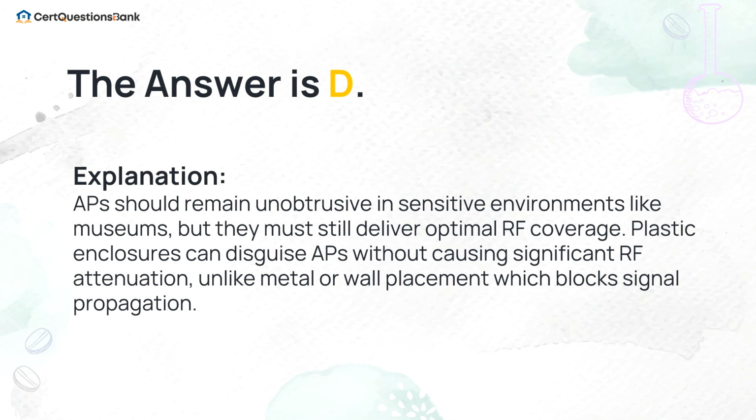The answer is D. APs should remain unobtrusive in sensitive environments like museums, but they must still deliver optimal RF coverage. Plastic enclosures can disguise APs without causing significant RF attenuation, unlike metal or wall placement, which blocks signal propagation.